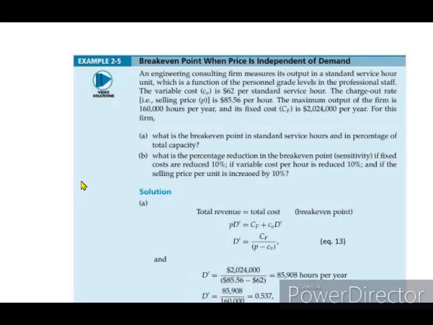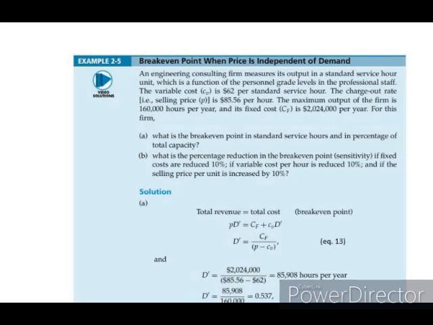So to apply that scenario, in this example 2-5, break-even point when price is independent of demand. Another scenario here: an engineering consulting firm measures its output in a standard service hour unit, which is a function of the personnel grade levels in the professional staff. The variable cost, C sub U, is $62 per standard service hour.